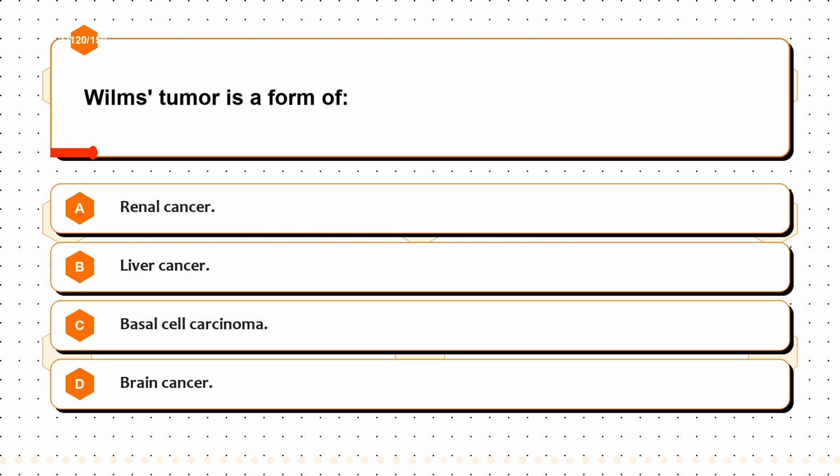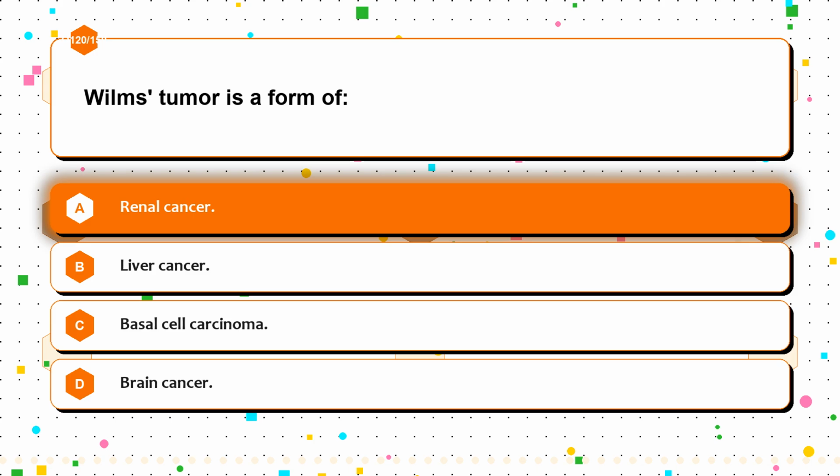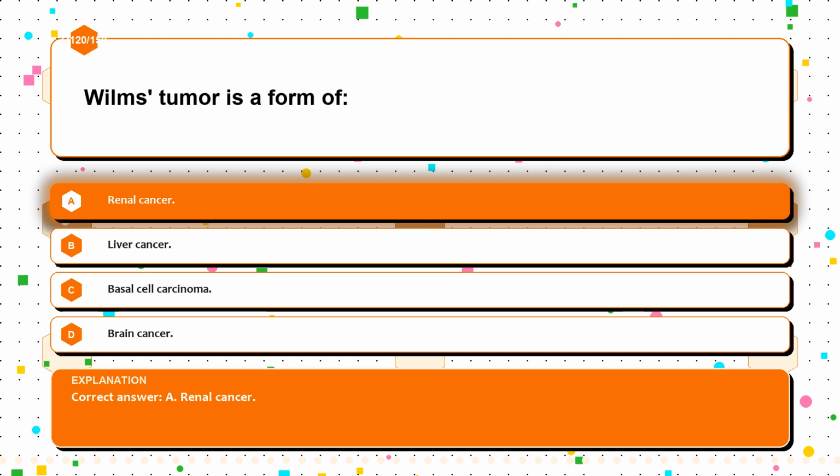Question 120. Wilms tumor is a form of. Here are the options. Option A: renal cancer. Option B: liver cancer. Option C: basal cell carcinoma. Option D: brain cancer. The correct answer is option A: renal cancer. Correct answer A: renal cancer.